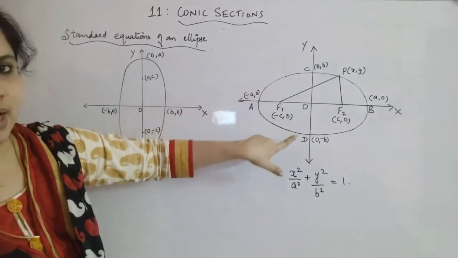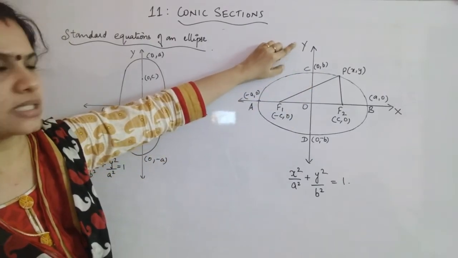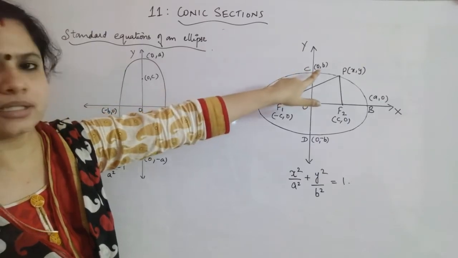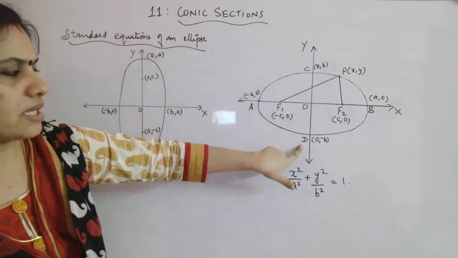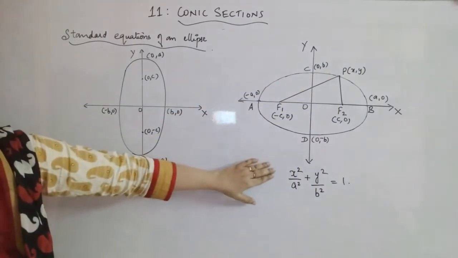Now for the minor axis, the length is 2b. The minor axis is on the y axis, so the coordinates of these points C and D will be 0 comma b and 0 comma minus b. Now go for the equation.